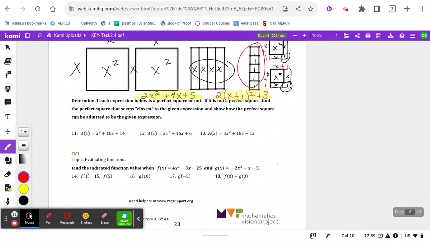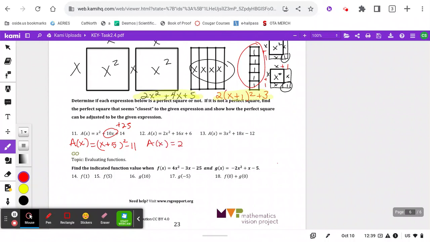Determine below if this is a perfect square or not. If it is not a perfect square, find the perfect square that seems closest to the given expression and see how it can be adjusted to make the given expression. So for example, here we would have x squared equals the x plus 5 squared perfect, meaning 5 and 5 make 10. Well, 5 times 5 makes 25. So I didn't want 25, I wanted 14. So I would have to subtract 11. 25 minus 11 gives me 14 off to the back side.